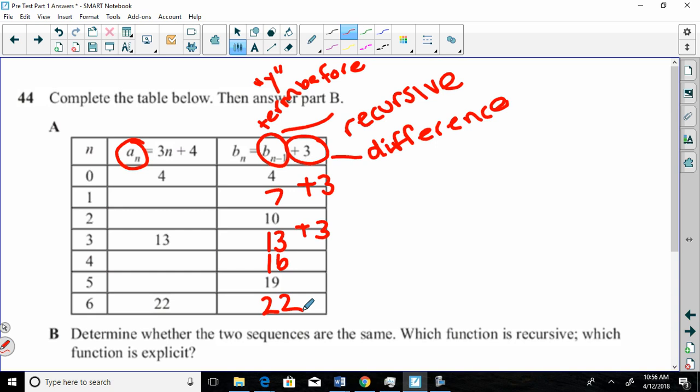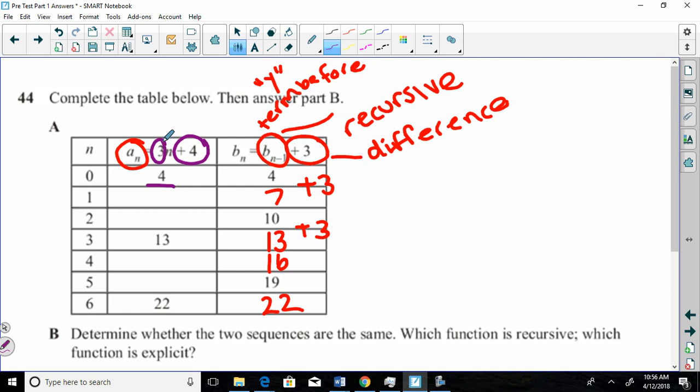Explicit is like a rule. It makes my life a lot easier. If I wanted to get the 100th term, all I would have to do is plug in 100 for n and solve. But this just means your y-intercept is 4. So we're starting at 4. And what are you doing each time? What's your slope? Adding, right?